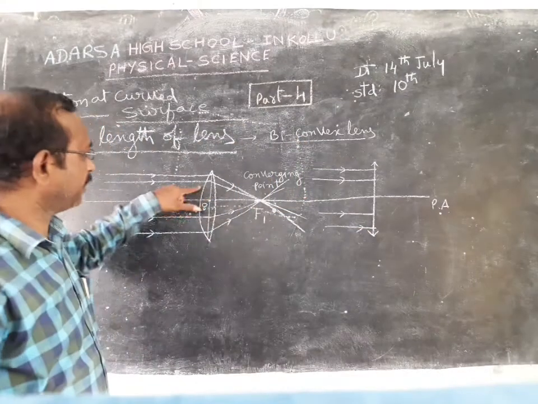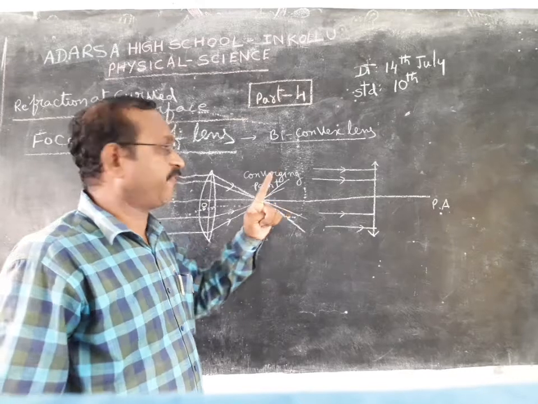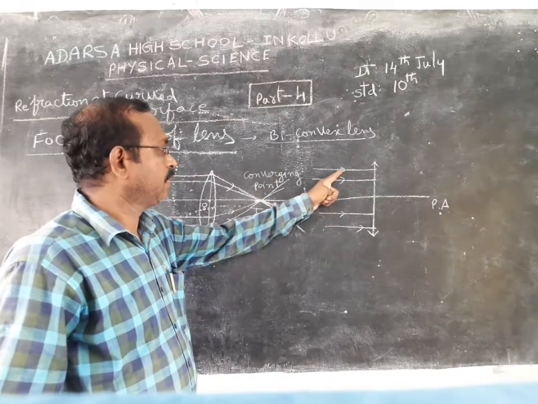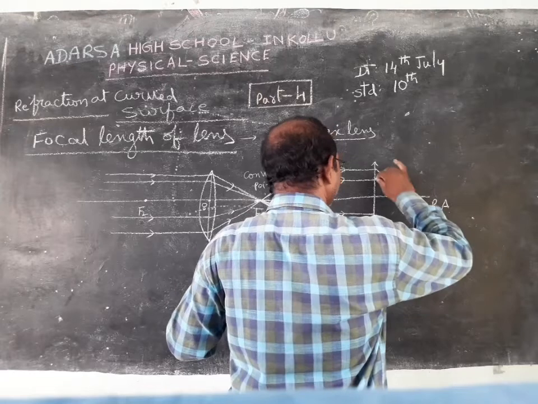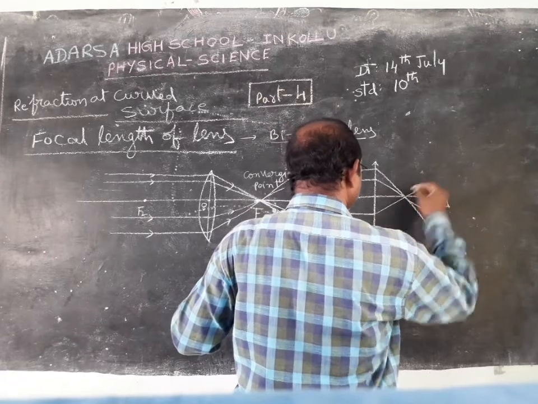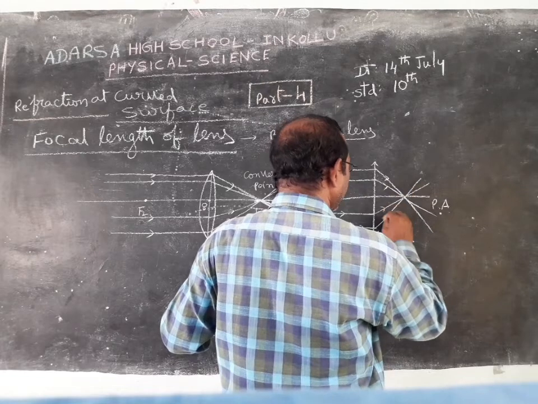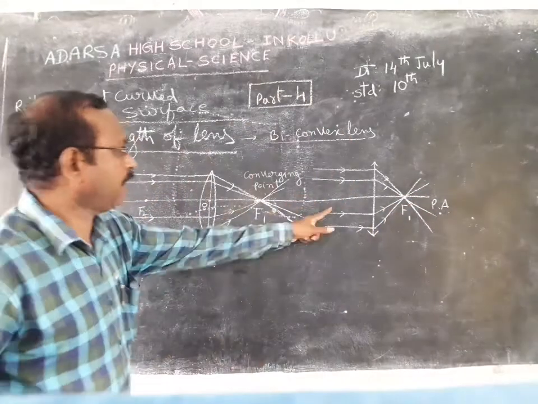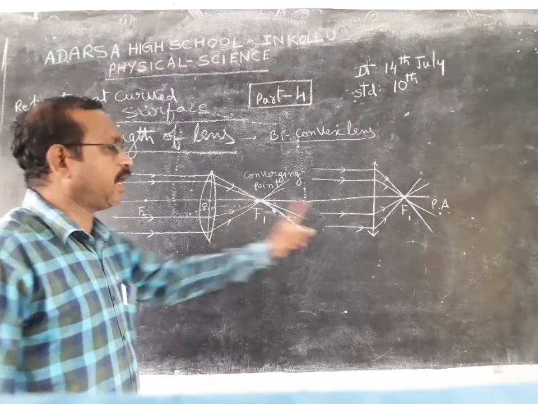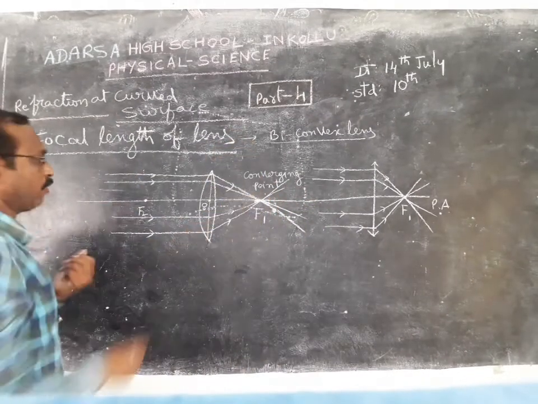What I told you: here two surfaces are there, but we have to take only one surface into consideration. After refraction, the rays pass like this. These are the converging points, F1. Both are equal diagrams.